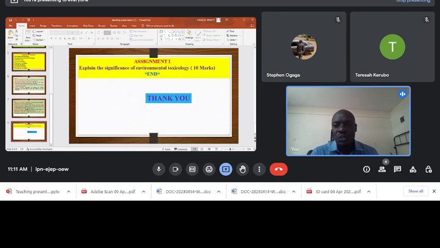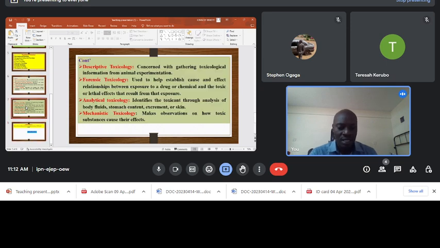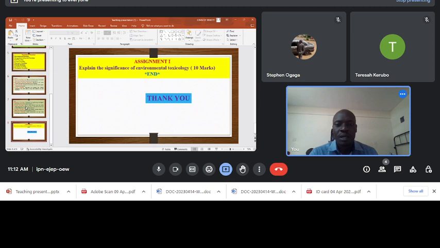So basically today we have looked at the definition of toxicology, the history of toxicology, and the disciplines of toxicology. As I finish class, I'd like to leave you with an assignment that will form our basis to pick up from during our next lesson. I'd like you to go and find out and explain the significance of environmental toxicology. How is this study of environmental toxicology important to our day-to-day life?